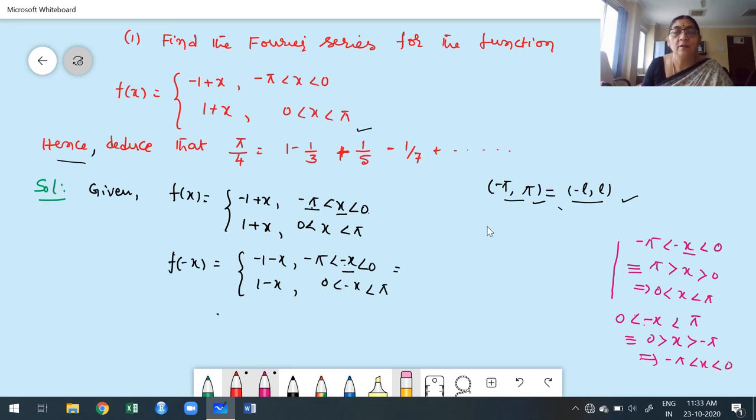That's all. Therefore, this can also be written as minus pi less than minus x less than 0, which can also be written as 0 less than x less than pi. And then 1 minus x is nothing but minus pi less than x less than 0. Now I have to verify for each of the intervals.